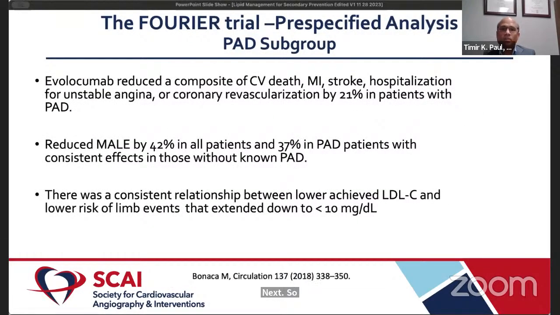The FOURIER trial, in a pre-specified analysis, showed that evolocumab reduced the composite of cardiovascular death, MI, stroke, and other outcomes by 21% in PAD patients, even those who don't have PAD symptoms. And it also reduced major adverse limb events by 42% in all patients and 37% in PAD patients. So basically, PCSK9 inhibitors are very useful in high-risk patients, including PAD patients. Next.